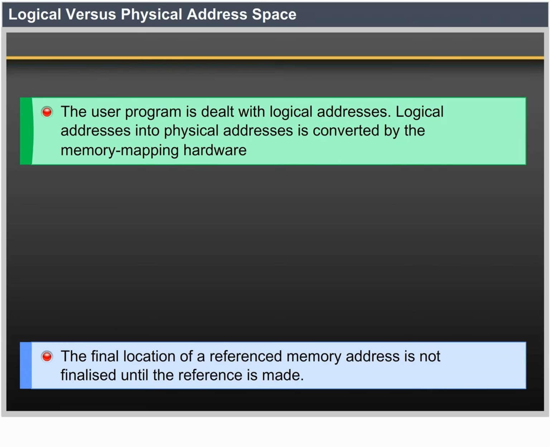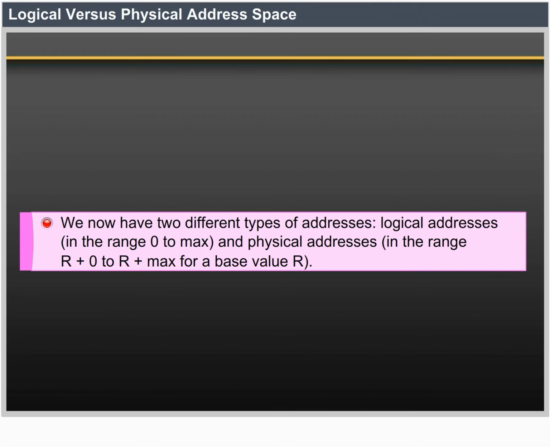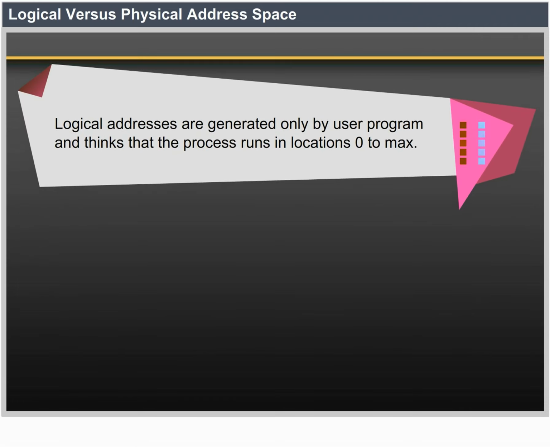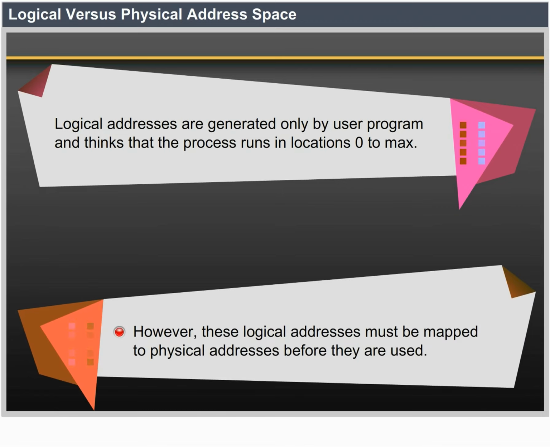We now have two different types of addresses: logical addresses in the range 0 to max and physical addresses in the range r plus 0 to r plus max for a base value r. The user program generates only logical addresses and thinks that the process runs in locations 0 to max. However, these logical addresses must be mapped to physical addresses before they are used. The concept of a logical address space that is bound to a separate physical address space is central to proper memory management.